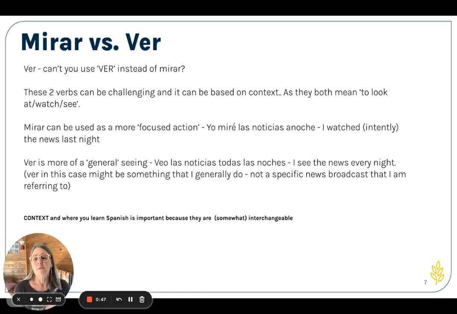So here's two other verbs that sometimes get confused in Spanish. As a non-native Spanish speaker, these take some practice and you notice these things. So when do you use ver? When do you use mirar? They both mean to see, to watch, to look at, to view, right? You're viewing something. Anyway, they can be confusing. Some people say, well, mirar is more of a focused action, like I intently watch the news. Yo miré las noticias, versus I just generally watch the news. It's just something I do. Yo veo las noticias todas las noches.